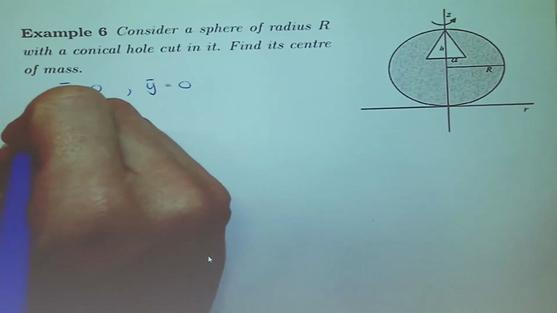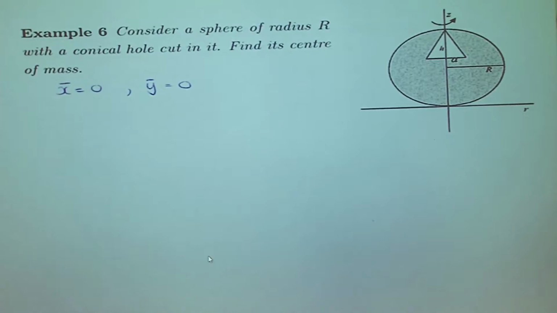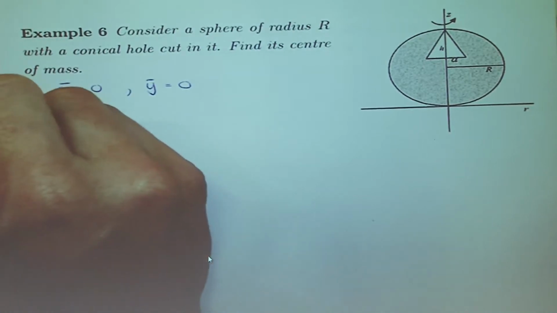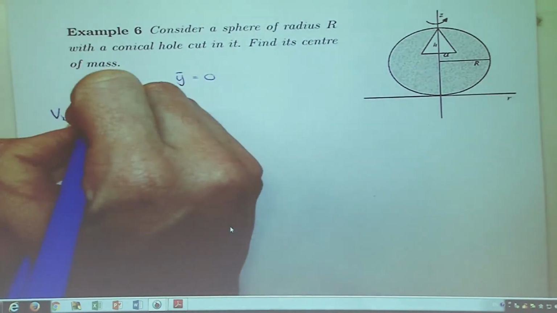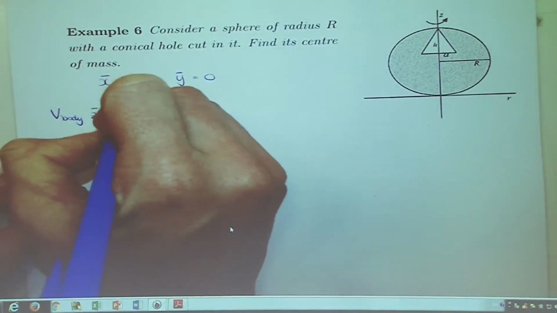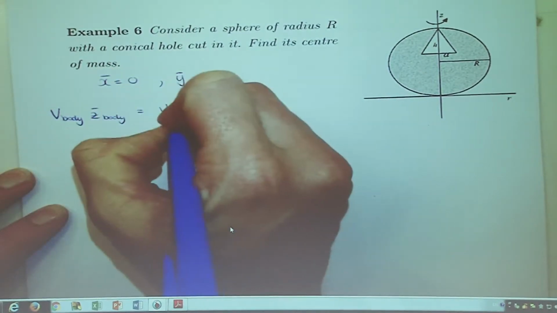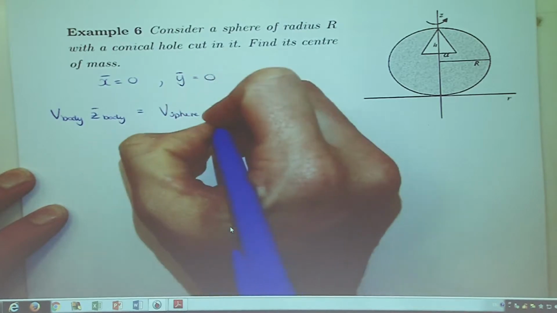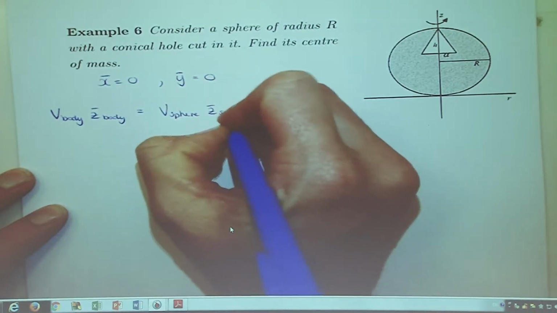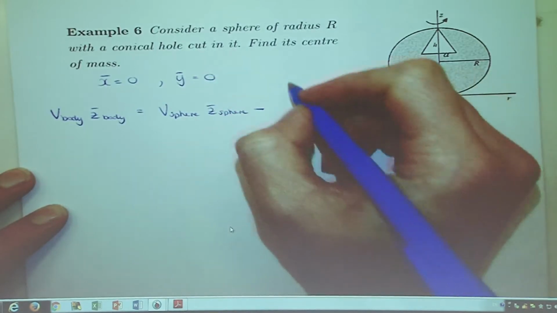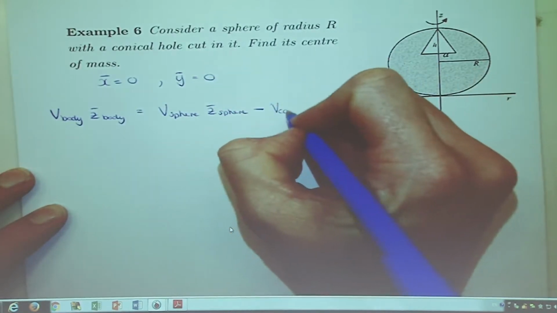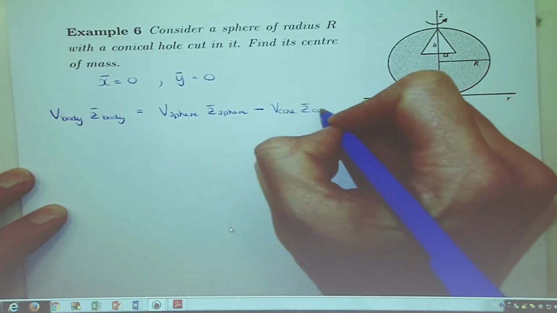The formula on the sheet says you just have to do the volume times the centre of mass and add up those things or take them away for the different shapes. So the volume of the body times the centre of mass of the body is equal to the volume of the sphere times the centre of mass of the sphere, minus, because we're cutting it out, the volume of the cone times the centre of mass of the cone.